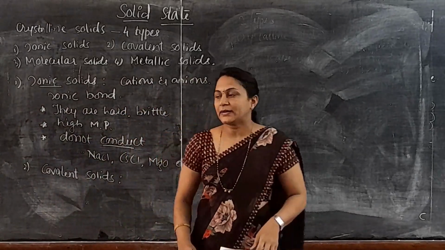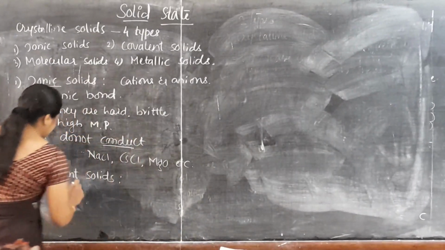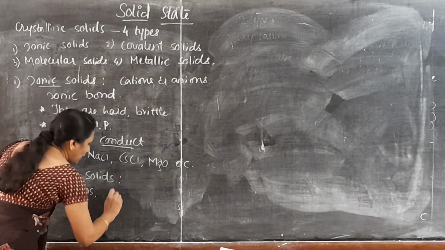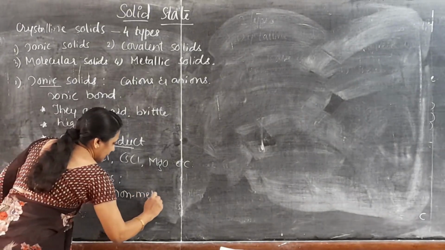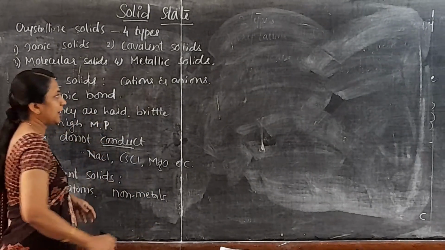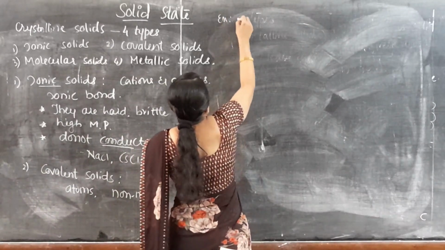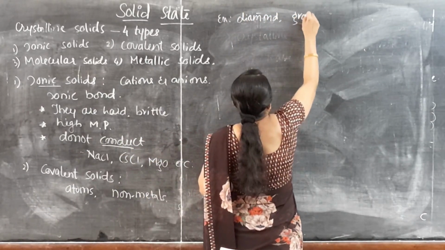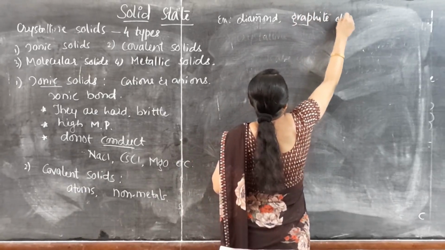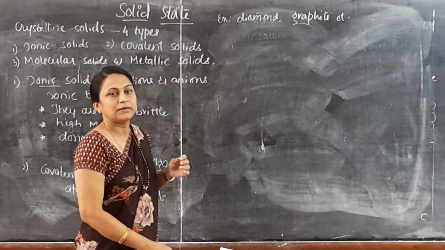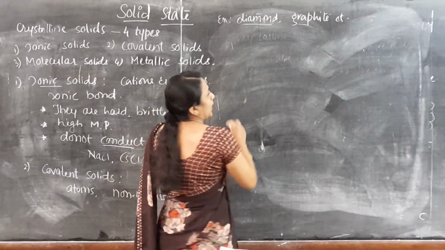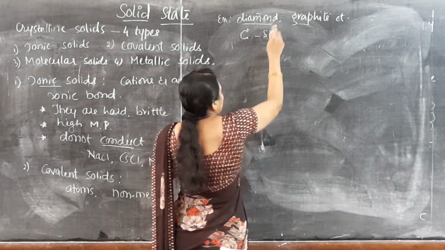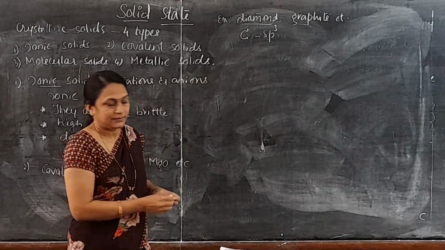Here the constituent particles are atoms, and mostly these belong to non-metals. For example, covalent solids: diamond, graphite, etc. Consider the example of diamond. Diamond is an allotropic form of carbon. Here carbon is sp3 hybridized.